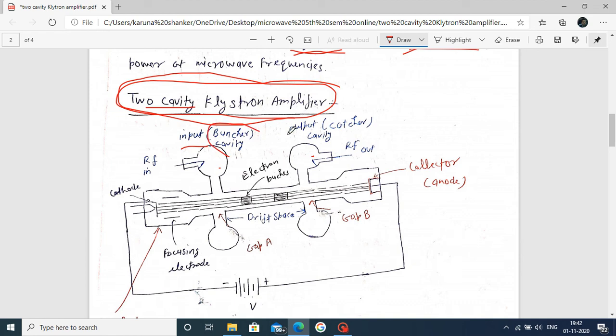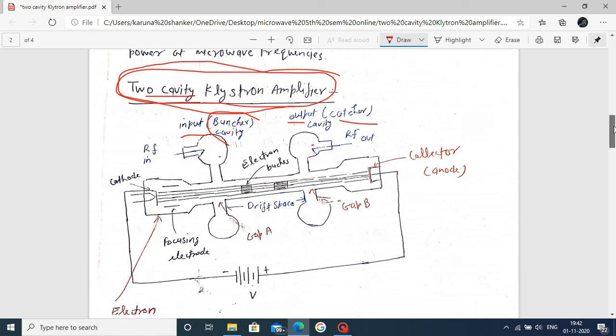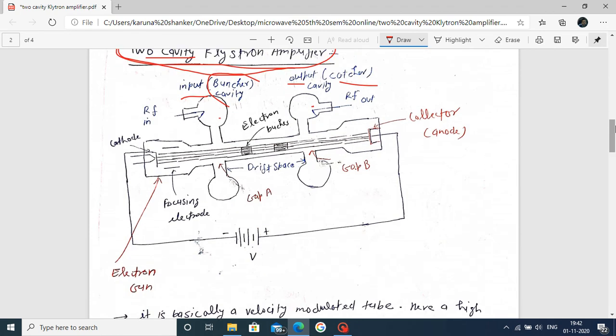And the second one is called the output cavity, also called a catcher cavity. Now here, focus on the description of the structure associated with your two-cavity klystron amplifier. To observe this circuit, there is the use of the two cavities, the first one and the second one.